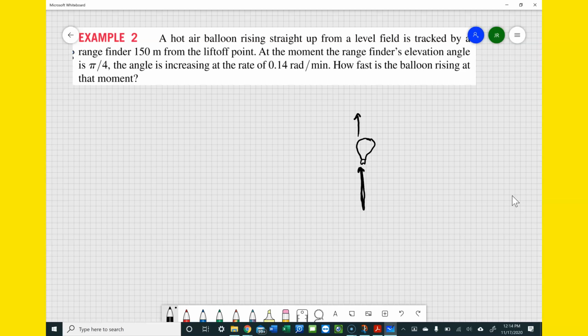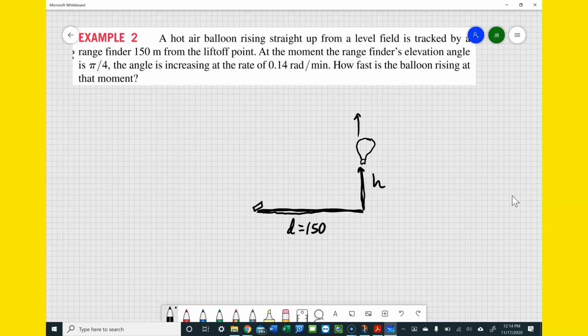All right. And it is being tracked by a rangefinder 150 meters from the liftoff point. So here's this rangefinder. I don't know how to draw the rangefinder. Let's just draw it like that. That rangefinder is 150 meters from the liftoff point. I'm going to call that distance D, which is 150 meters. And I'm going to call this H.